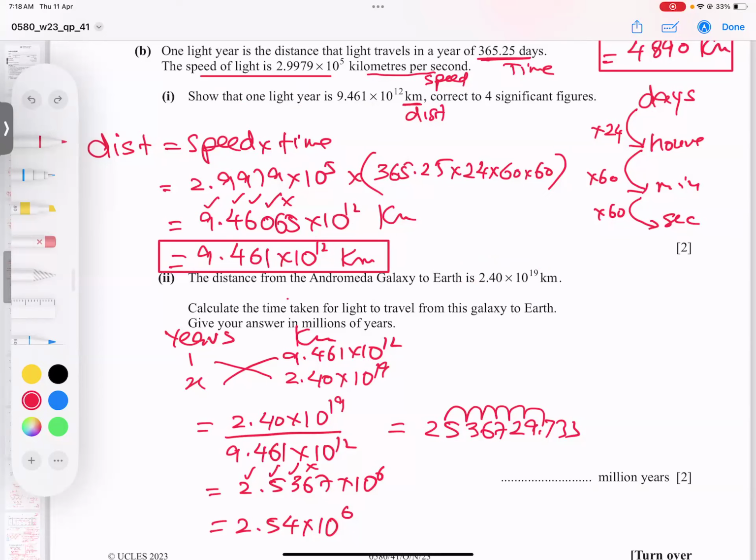So cross multiply, we can do it. No, we will not use the formula of distance and speed. The idea is to multiply this with the 1 and this with the x. I show you. So x times 9.461 into 10 to the power 12 equals 2.40 into 10 to the power 19. And then this will go down and divide. That is why I divided and I got my answer. I think now you have a better idea. So let's go for the next one.